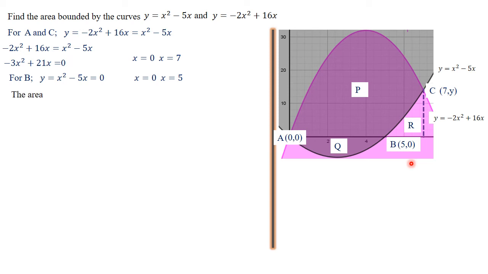Therefore, now we progress with the question. The area we're looking for is the area of P plus the area of Q. All right? And how do you get these areas? First of all, I'll need to find the area R.